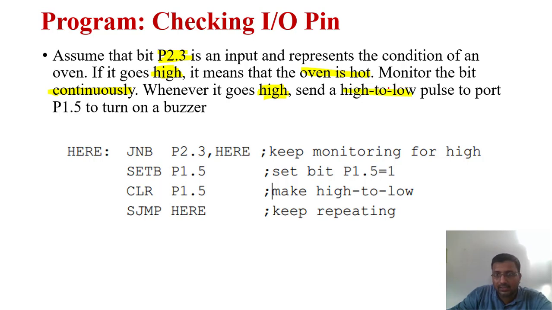Send a high to low pulse on port P1.5 and turn on the buzzer. So the buzzer is attached to P1.5. Here I'm just monitoring: JNB P2.3, so keep monitoring the flag for a high. Then it sets P1.5 and clears P1.5 and jumps here again. So it turns the buzzer on and off; these two lines are for turning the buzzer on and off.